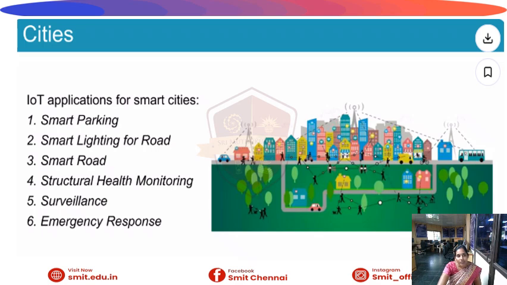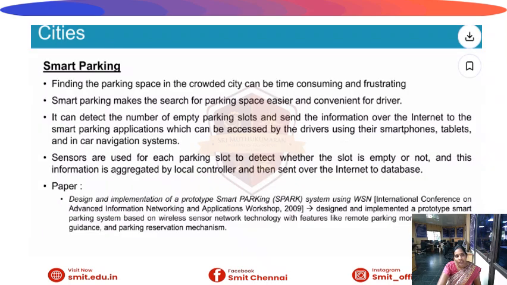Next, we are going to see about smart city applications. In smart city applications, there are smart parking, smart lights for roads and smart roads, structural health monitoring, surveillance, and emergency response. First, we are going to see about smart parking. Finding a parking space in a crowded city can be time consuming and frustrating. Smart parking makes the search for parking space easier and more convenient for drivers.